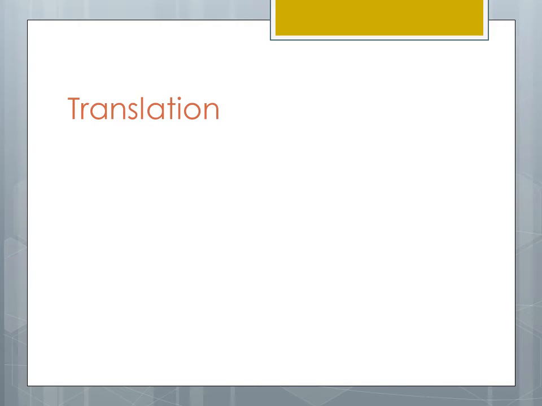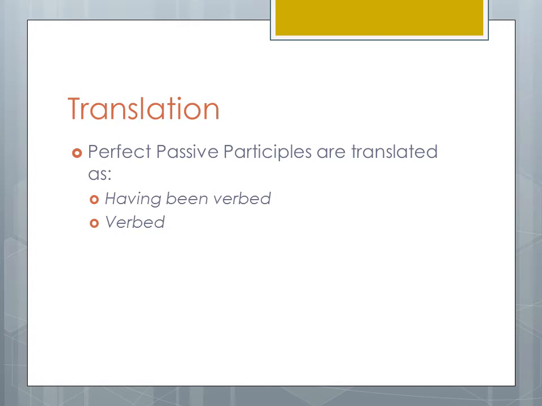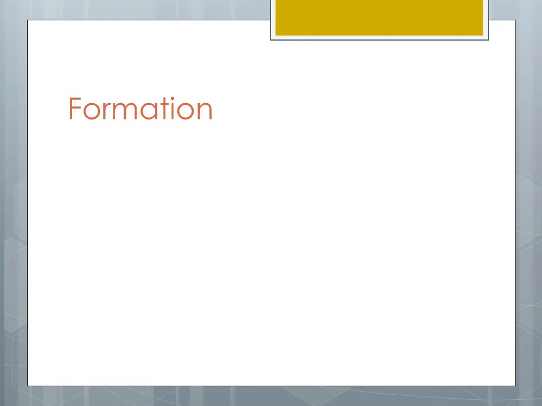When dealing with a perfect passive participle, it is important that we know how to translate it. For a perfect passive participle, we most often translate these using the format of either having been verbed or simply verbed. So if our verb was a word such as amo, meaning to love, the perfect passive participle would be translated as either having been loved or simply loved.